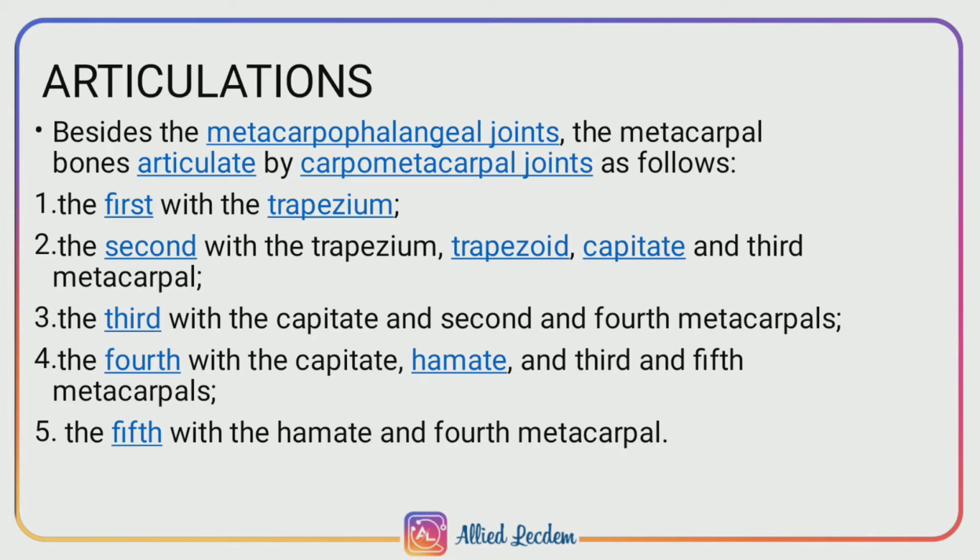Next, we see the articulations of the metacarpal bones, that is, the movement provided by them. Besides the metacarpophalangeal joints, the metacarpal bones articulate by carpometacarpal joints as follows. The first with the trapezium, whereas the second with the trapezium, trapezoid, capitate, and third metacarpal. The third with the capitate and second and fourth metacarpals, whereas the fourth with the capitate, hamate, and third and fifth metacarpals, and the fifth with the hamate and the fourth metacarpal.